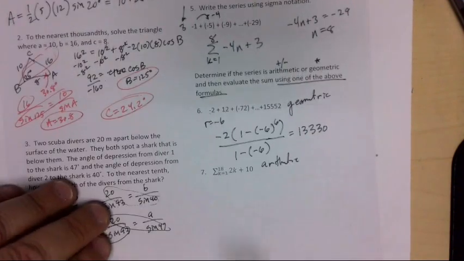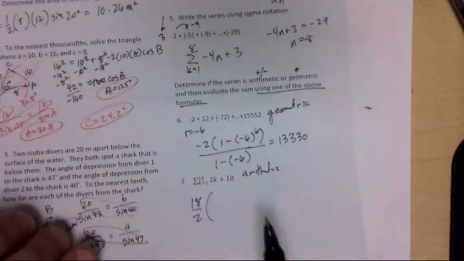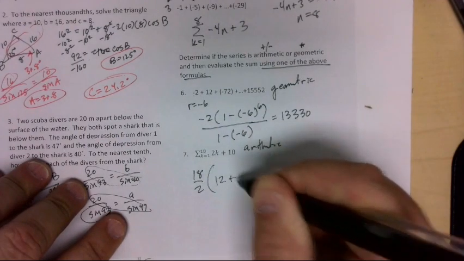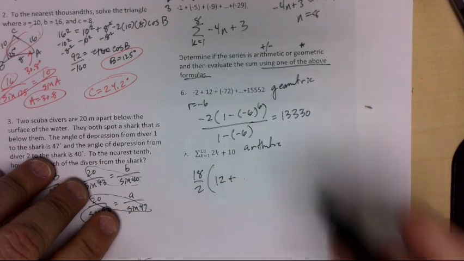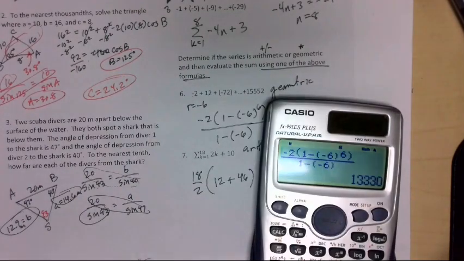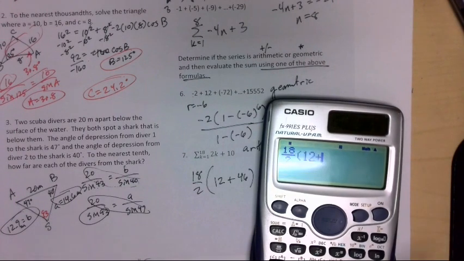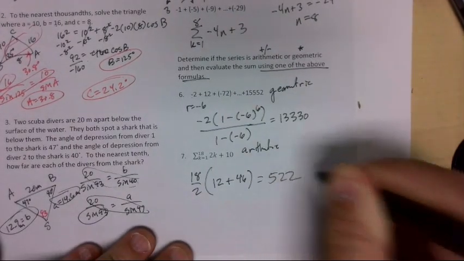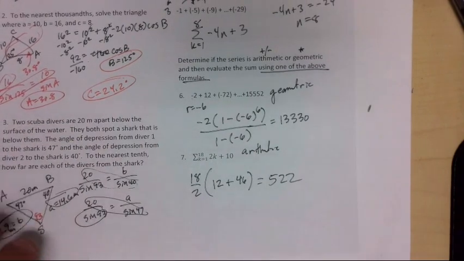So n over 2, well, n's 18. So 18 over 2 times the first term plus the last term. The first term I find by putting a 1 in here. 2 times 1 is 2, plus 10 is 12, plus, and then I put an 18 in there to find the last term. 2 times 18 is 36. 36 plus 10 is 46. Cool. Now I just type that in my calculator. 18 over 2 times 12 plus 46 gives me 522. And that's it. Cool. Okay, that is the end of page 1. On to page 2.